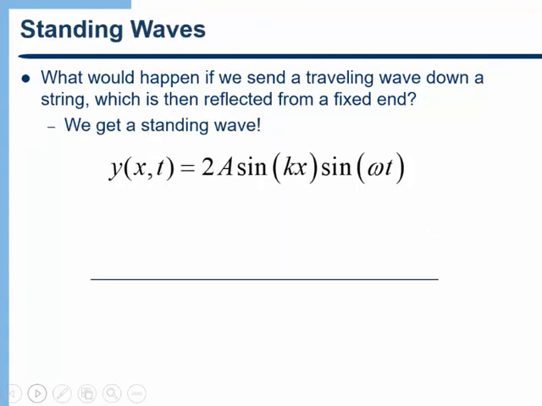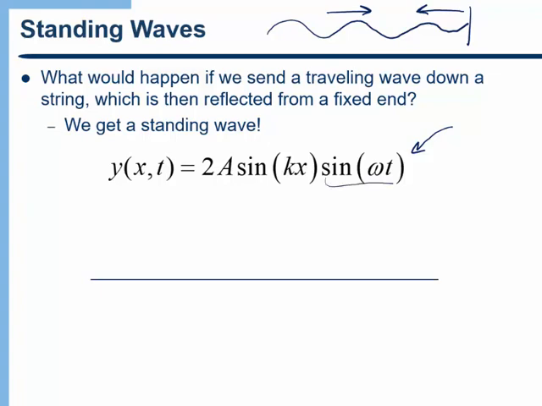Well, it turns out it means that we get a standing wave. And so let's see why we get a standing wave. Again, what are we doing here? We're sending a traveling wave down a string. It's being reflected and coming back, so we've got the combination of two waves on the string. And we've seen that mathematically, this is the formula that describes what we see. I also just mentioned that what's interesting about this is that the time and the space are now separated out in different arguments. So let's see if we can figure out what that would mean.